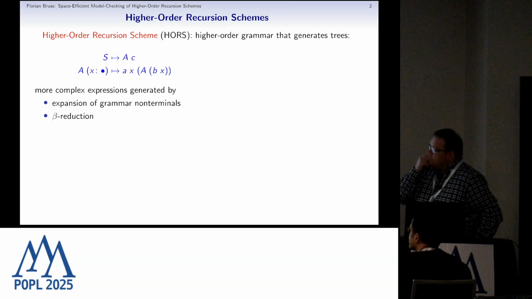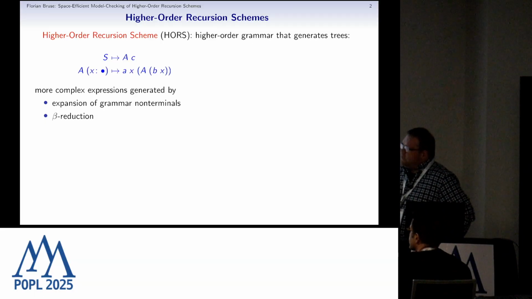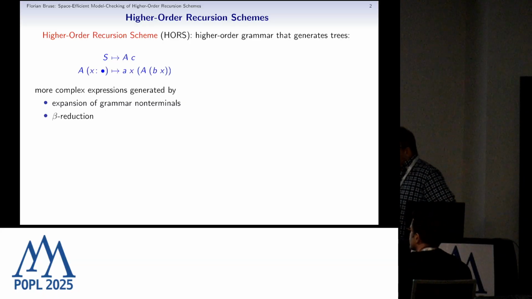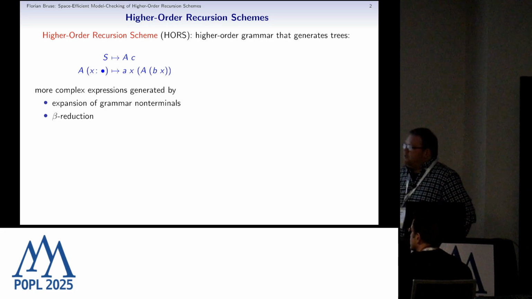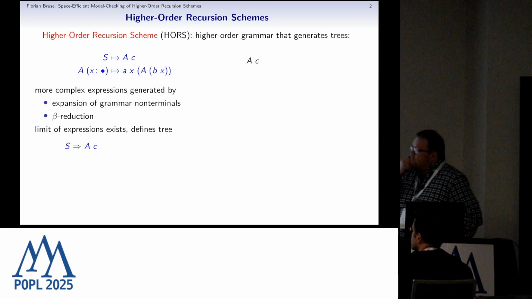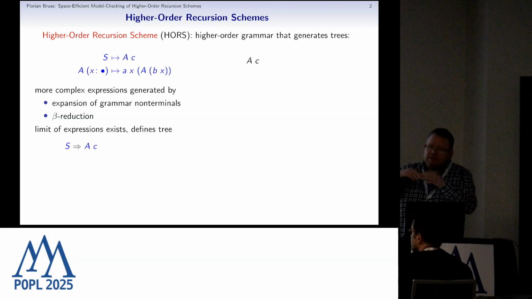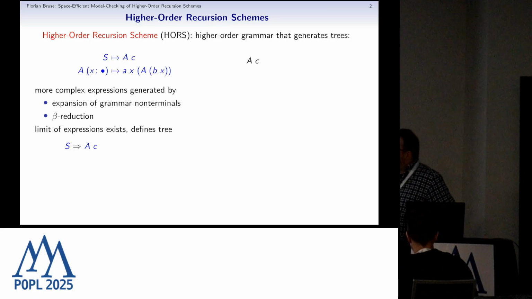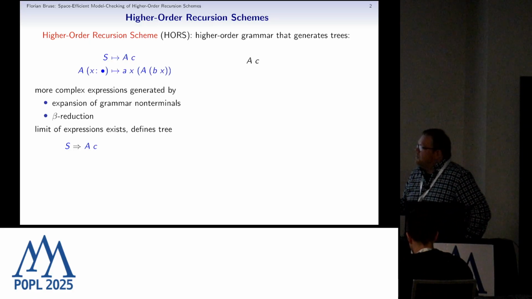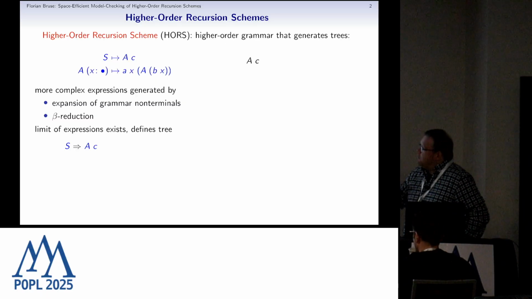And then the way you derive the semantics here is by expansion of the right-hand side of the non-terminals and by beta reduction. So I think the best way to show this is to give you an example. So let's take this recursion scheme here. And of course, the first step is that you derive A, C. So the idea here is that C is a tree constructor, a one-node tree labeled by C. But A is a non-terminal that is parameterized in that. So of course, this is not a tree.